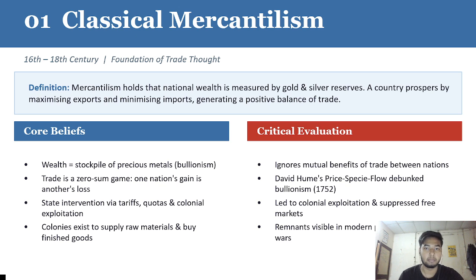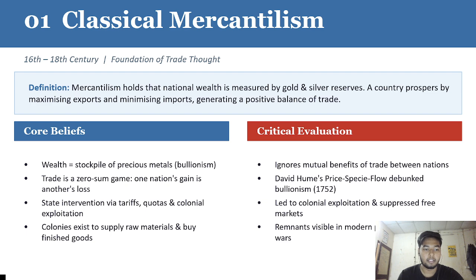Start with classical mercantilism. Definition: mercantilism holds that national wealth is measured by gold and silver reserves. A country prospers by maximizing exports and minimizing imports, generating a positive balance of trade. Its core belief is that wealth equals gold and precious metal.